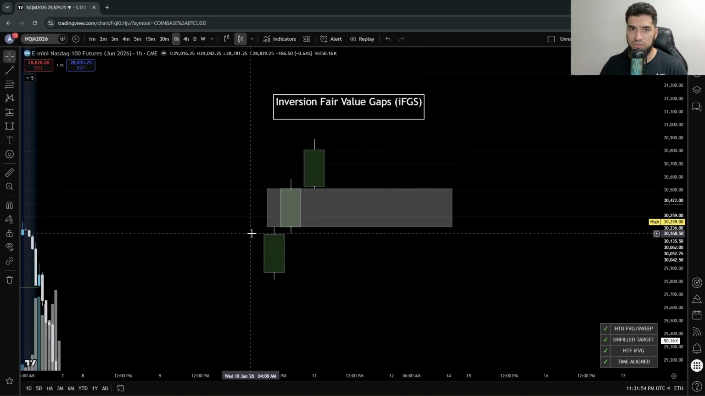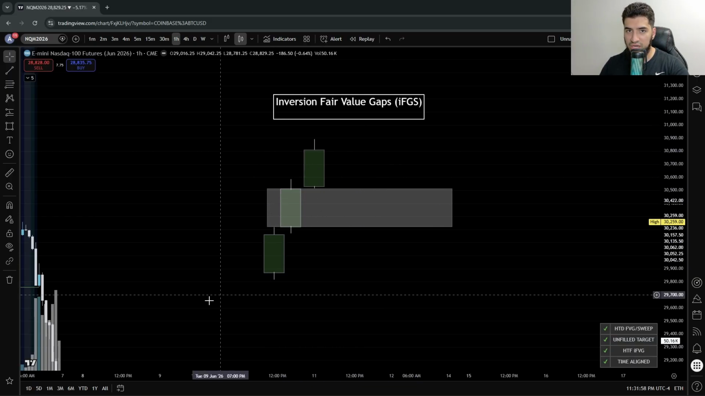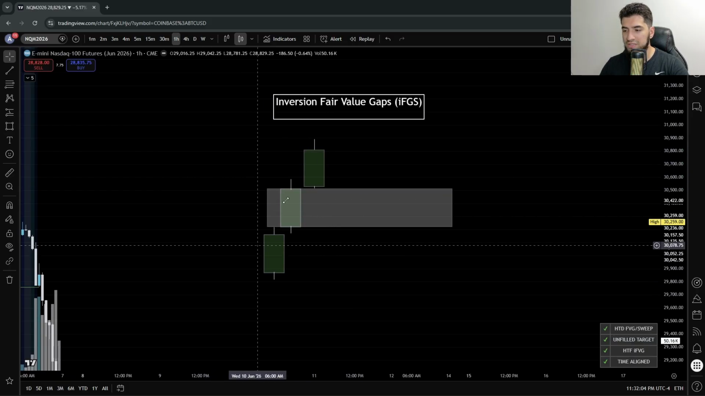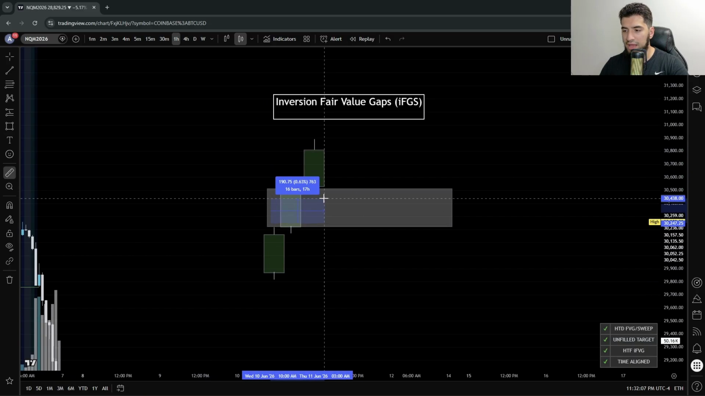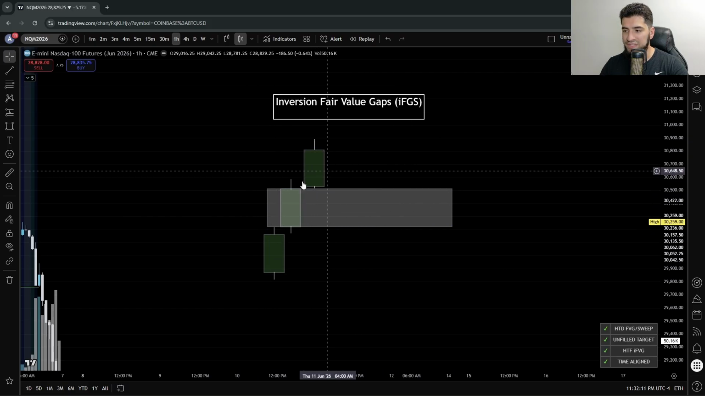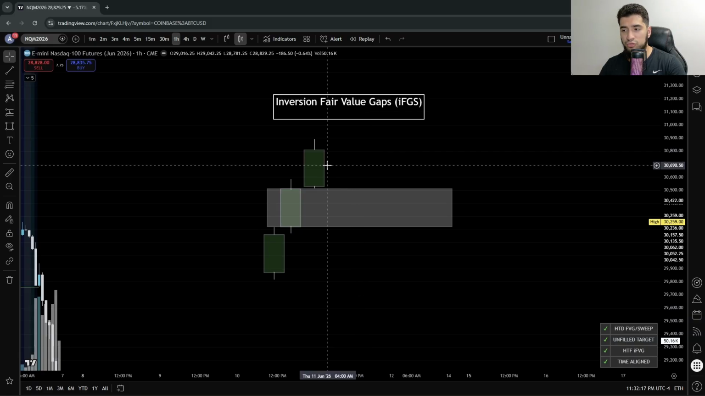A fair value gap is simply a 3 candlestick pattern formation, right? When you have 3, let's say, bullish candles, or it could be a bearish candle over here. Doesn't really matter the sequence. As long as there are 3 candles and that middle candle has this big gap where the wicks don't intersect with each other, and this leaves off this gap, right? So this is called the fair value gap, also known as imbalance or inefficiencies. People use different terms for it. But that's pretty much all the fair value gap is.